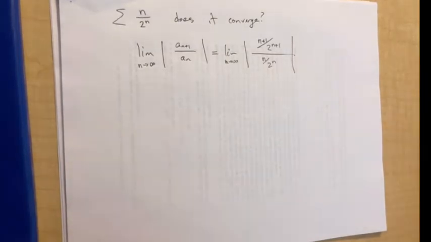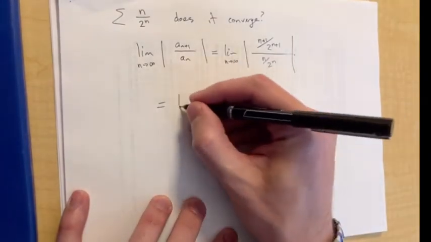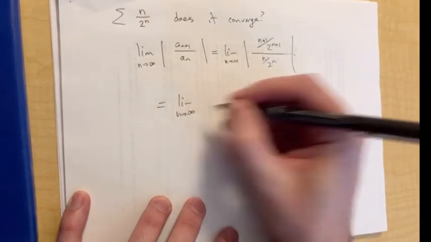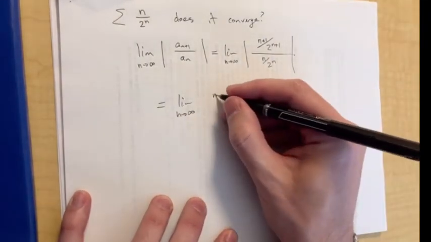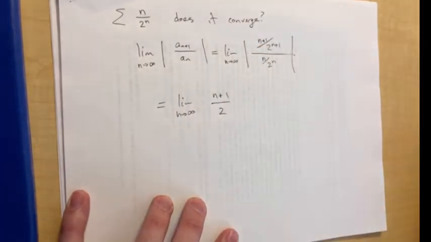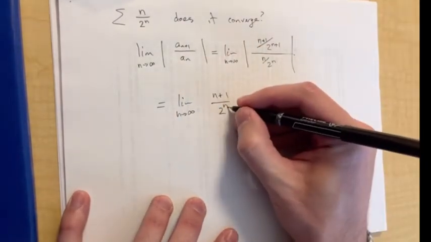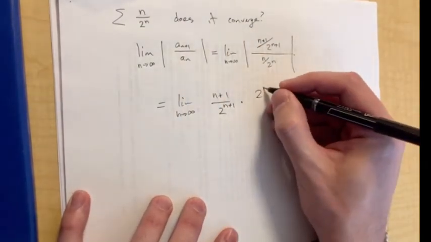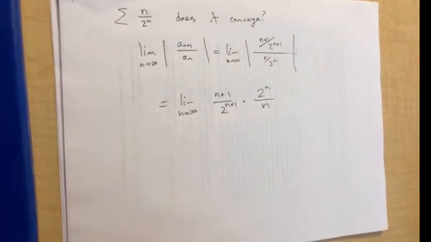First of all, can I say the absolute values, we can just get rid of them at this point because everything inside there is positive. So I don't need to worry about the absolute values. And let's simplify the fractions. The way I usually do this is I write the numerator and then times the reciprocal of the denominator, like that. This is the limit I need to take.